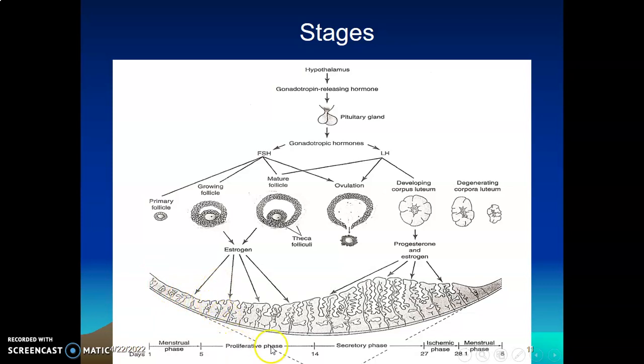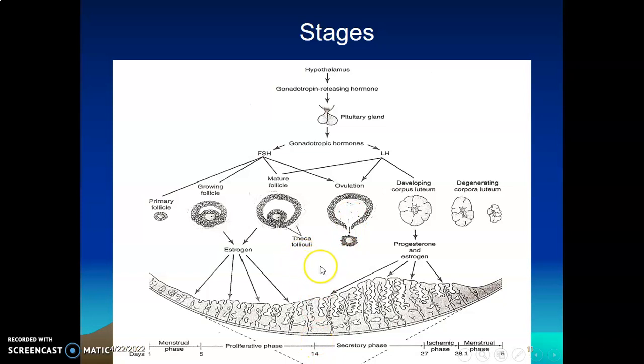After that, you have the proliferative phase. So the endometrium of the uterus starts proliferating, so it's thickening. You can see here it's thin, you've bled, you've shed, so it starts thickening in the proliferative phase. So the endometrial cells start proliferating, and then at the secretory phase, on day 14, ovulation has occurred.